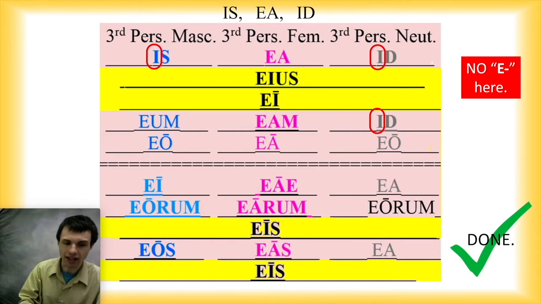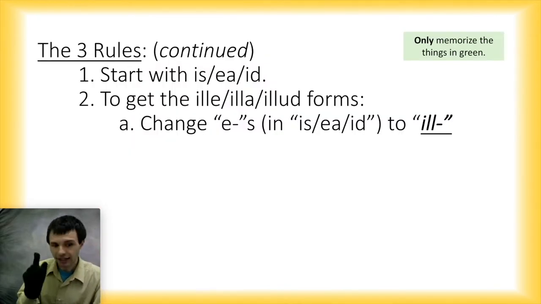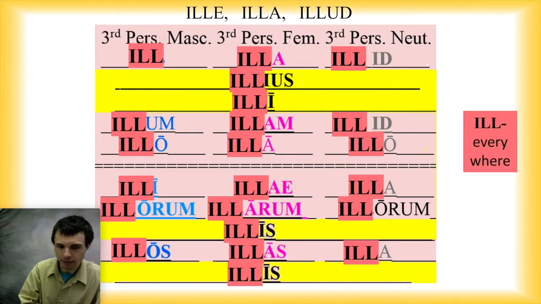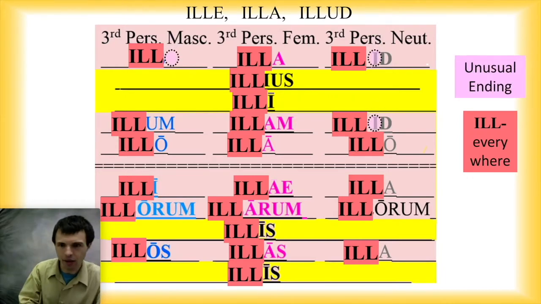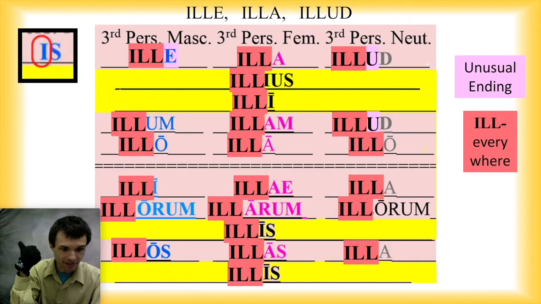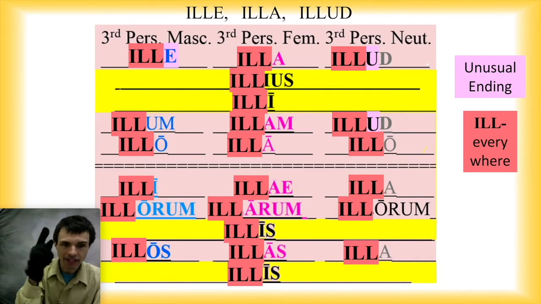Let's go to the next chart, ille, illa, illud. To get this chart, we're going to change the e's to ill, which means that one way over there. So let's do that. Drop in ill, meaning that one over there. So now we've got ill everywhere, but there's still another exception we need to make in these three places that were messed up in the last slide. What are those exceptions? Well, we're going to drop in an e or a u. So once again, these three places are problem spots. In the last slide, it was i instead of e. Now it's e and u.